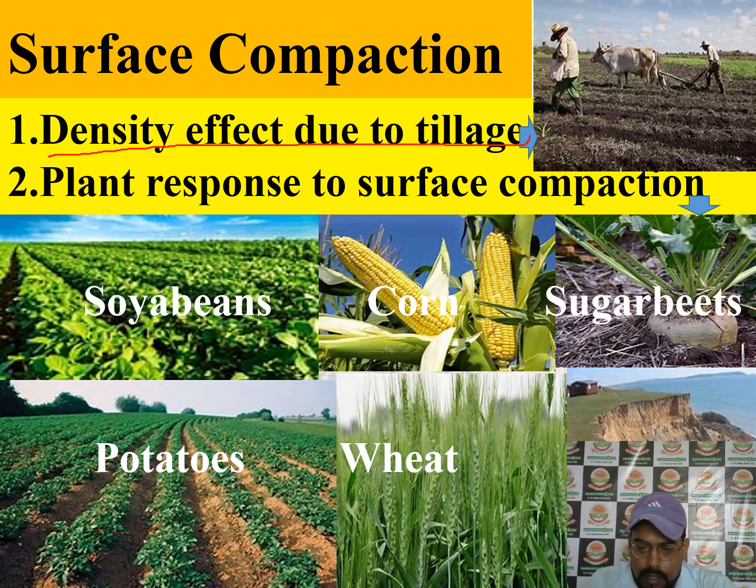Second is the plant response to surface compaction, like soybean, corn, sugar beets, potatoes, and wheat. These types of crops grow in ridge systems. As you see in the crop, roots are growing specifically in these areas, like potatoes, only in these conditions. These are the root trial level.